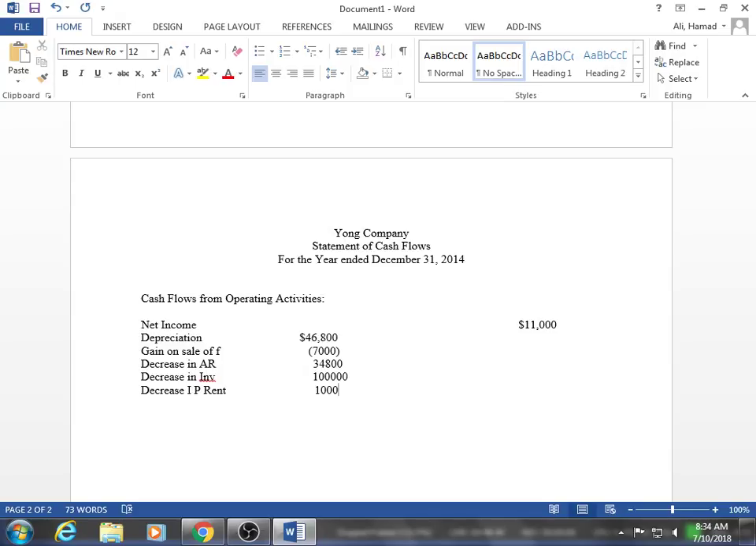Okay, now we go to current liabilities. These are all current assets, because the next one is fixture, that's a long-term asset. All right, look, liability, accounts payable. Did it go up or down? It went down. So that's a decrease.